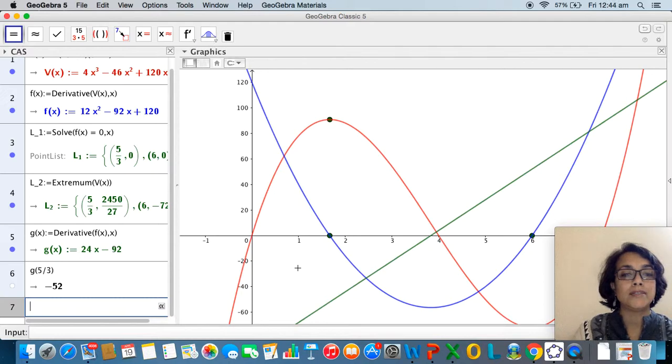So in this video, we have seen how we can use the CAS commands to visualize an optimization problem. But more importantly, what we observed in this video is the relationship between the original function, its first derivative, and its second derivative.